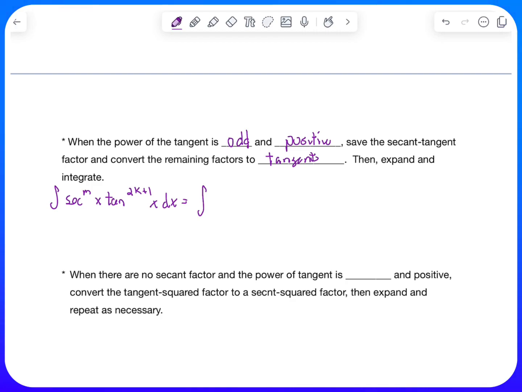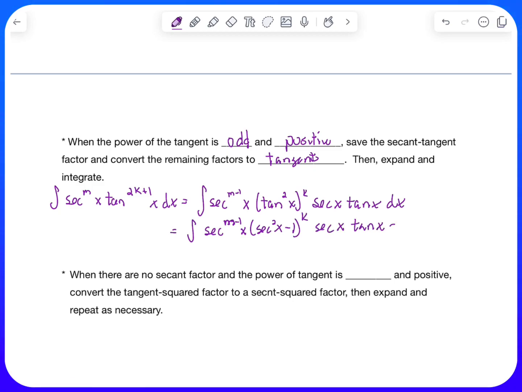So I'm going to take one of the secants and one of the tangents out. So I now have secant to the m minus 1 power. And I now have tangent squared to the k power. And then I have secant times tangent. And then I can replace that tangent squared term with the Pythagorean identity. And so I'm going to replace the tangent squared term here with secant squared minus 1. And then I'm going to let my u be secant, and then the derivative of secant is secant times tangent, and so that extra secant tangent cancels out.